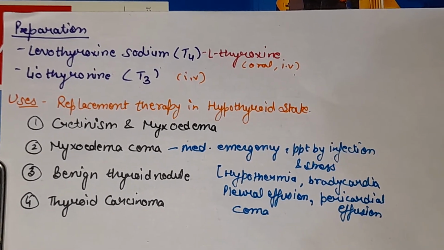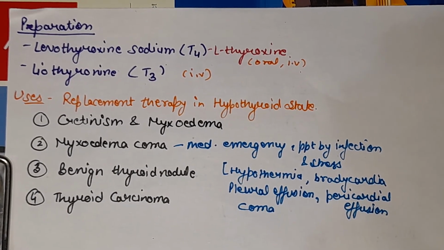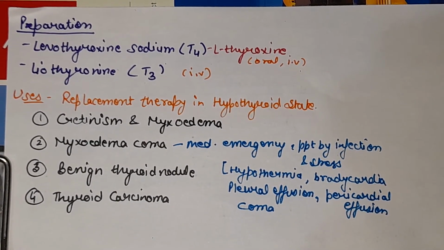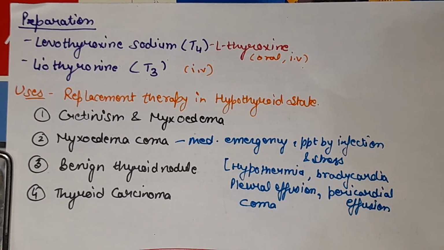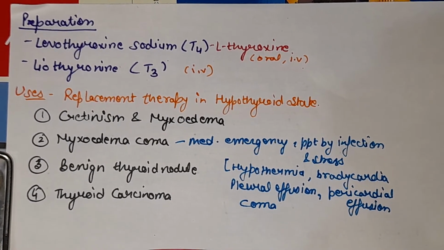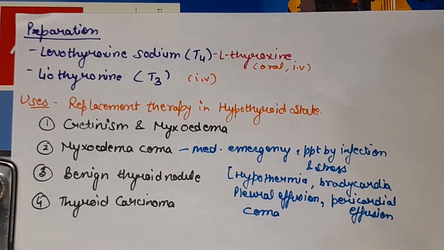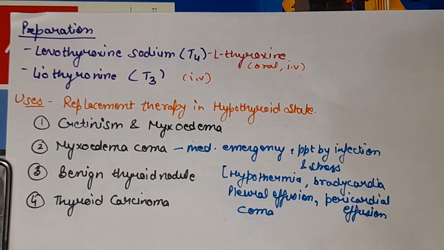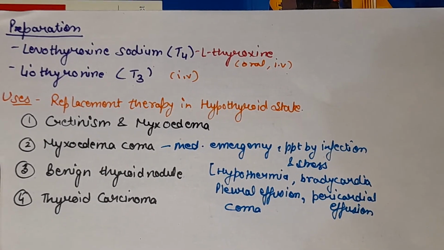Next use of these thyroid preparations is in the treatment of benign thyroid nodule to suppress the TSH levels. And fourth is thyroid carcinoma. Thyroid hormone suppression therapy is used in papillary carcinoma of thyroid to suppress the TSH, and it prevents the stimulation of growth of tumor.